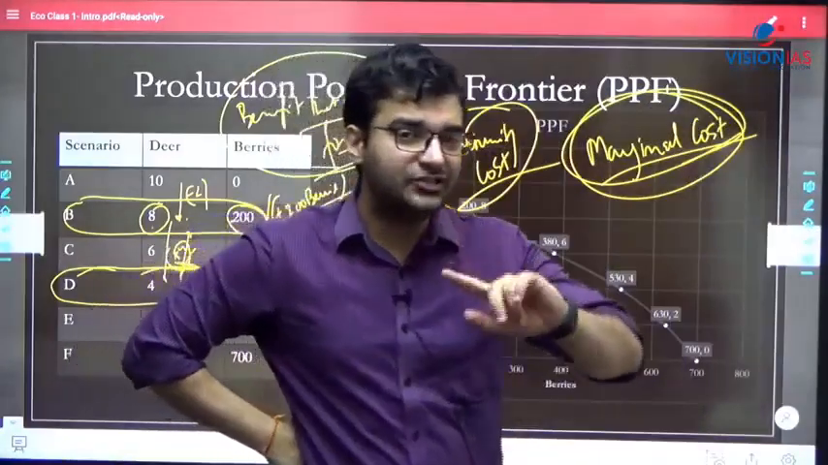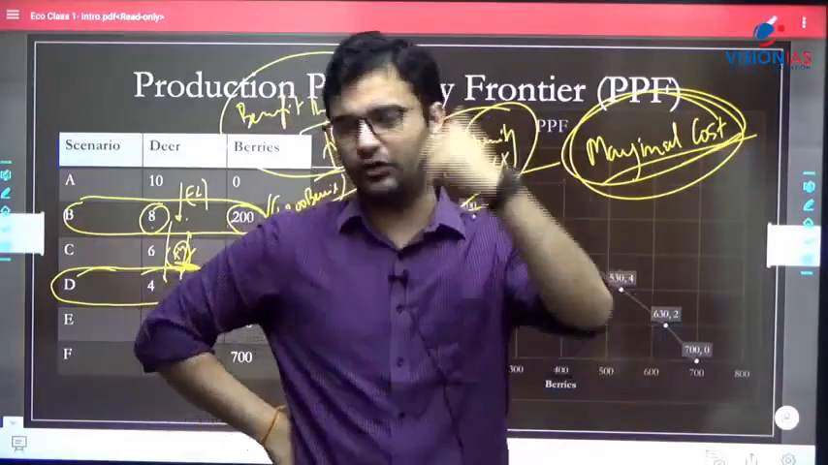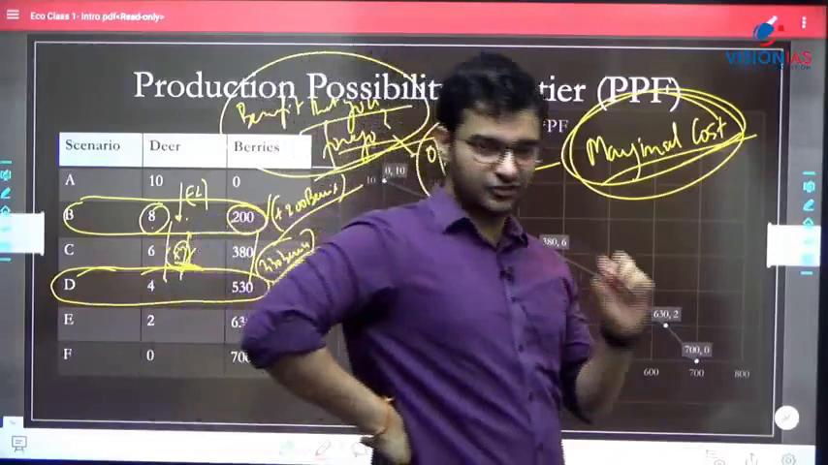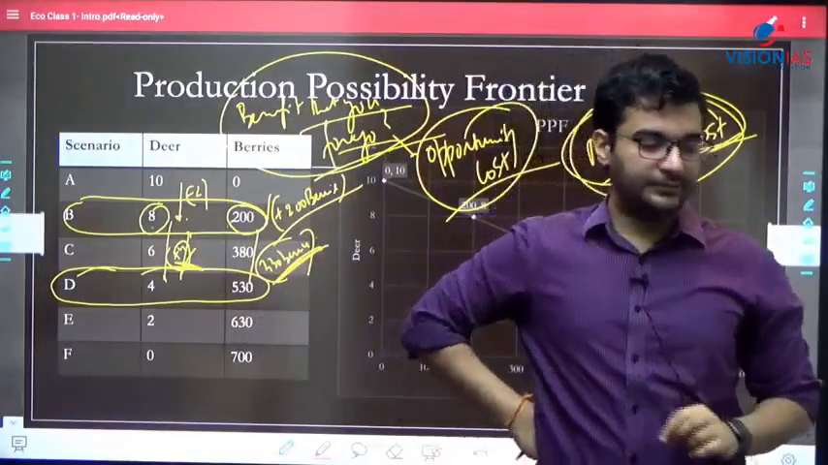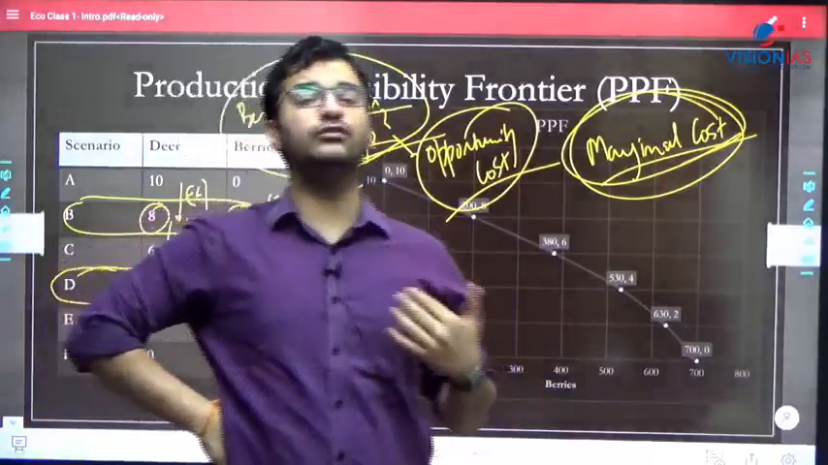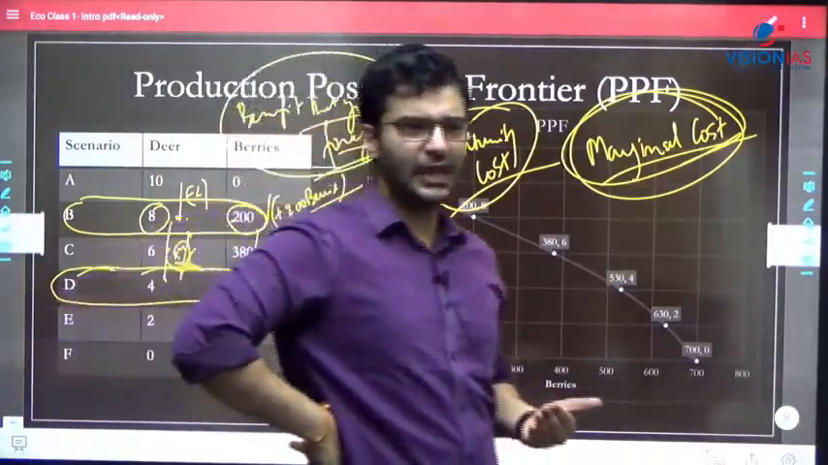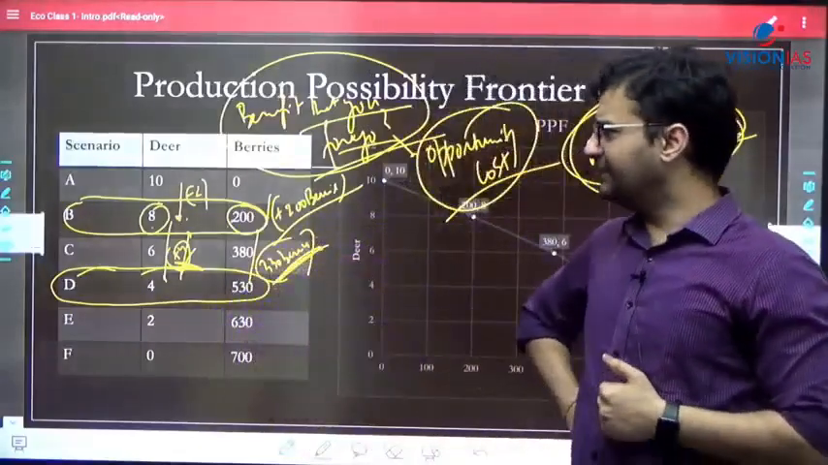So what is the extra cost that you have to incur to produce one more unit of your output? The extra cost that you have to incur to produce one more unit of output, that is known as marginal cost.